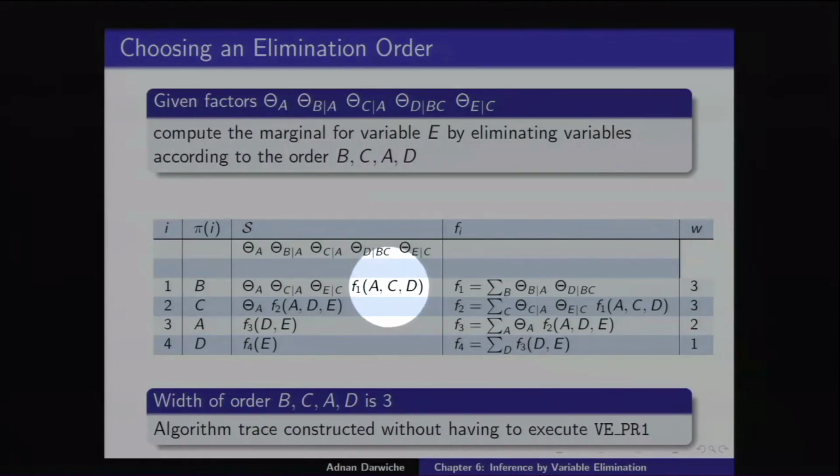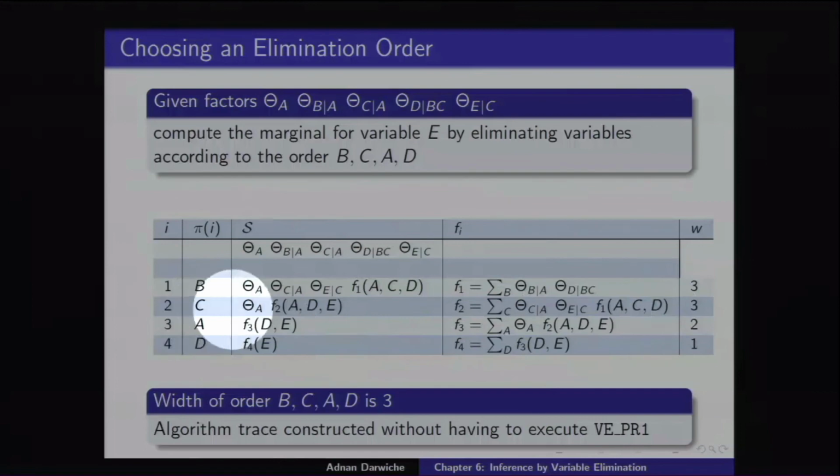Okay, now I eliminate C. Then I look at these guys and see the factors that mention C. How many of them? This guy, and that guy. 3 of them. And here they are being multiplied on this row, and C is being summed out to give me F2. Correct? I throw them out and I replace them by F2. Now what do I have? The set is 2 factors only. And I'm keeping track of W, which is 3. We're good? And you keep going.